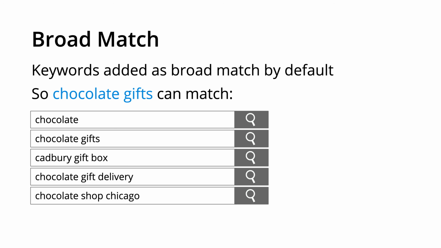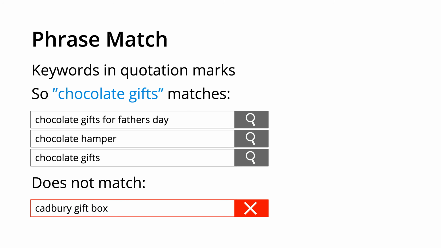This match type provides the greatest coverage or reach for the keywords you are bidding on. As the name suggests, it's going to broadly match the keywords to what people are searching for on Google. So if we were bidding on chocolate gifts, our ads could appear as people search for chocolate, chocolate gifts, Cadbury gift box, chocolate gift delivery, and chocolate shop Chicago. All of these search queries broadly relate to the keyword chocolate gifts, so this is the default match type in Google Ads.